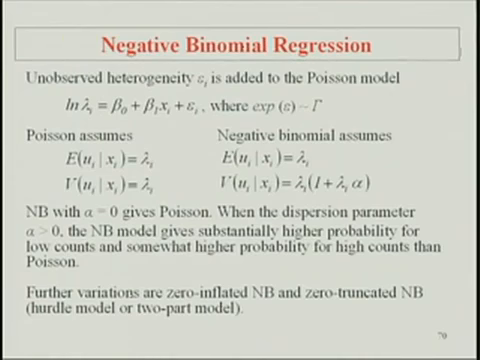When it's greater than 0, that model gives substantially higher probability for low counts and somewhat higher probability for high counts than Poisson. And those are the two factors that you most often need to be able to fit the data. In fact, that then relieves you of the need for including an inflation part. The negative binomial may not need an inflation part, although negative binomial also comes with the variations of zero-inflated negative binomial and zero-truncated negative binomial.